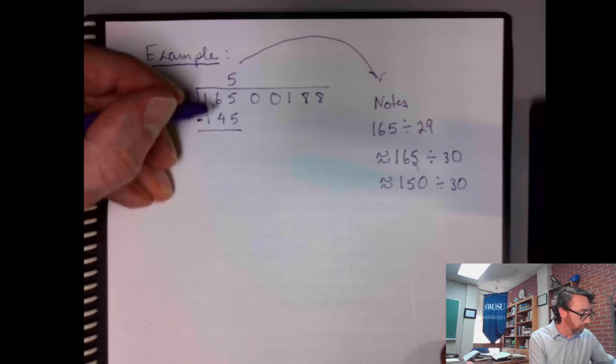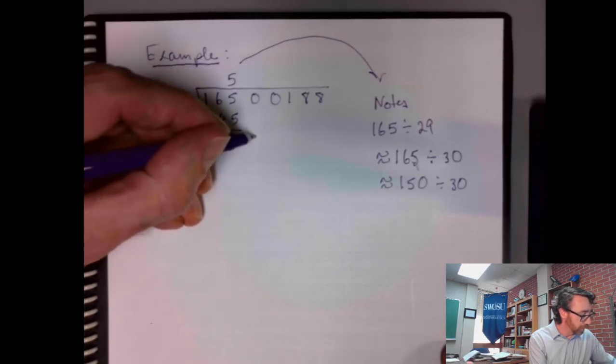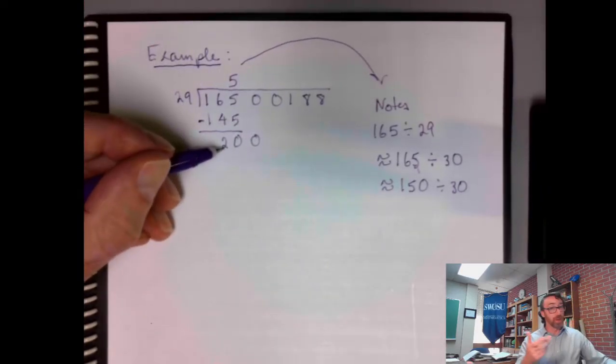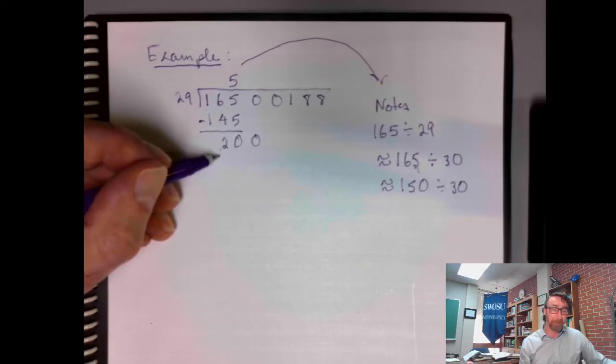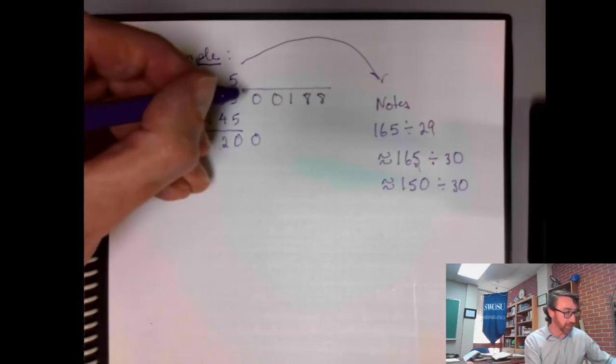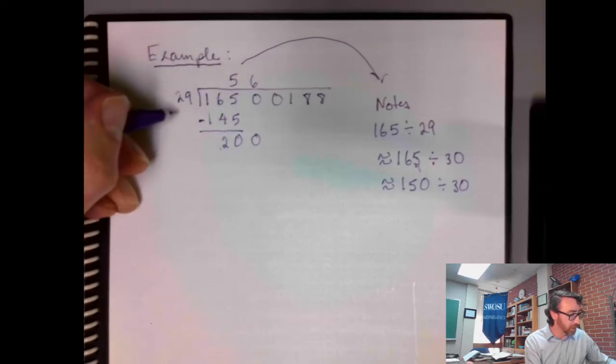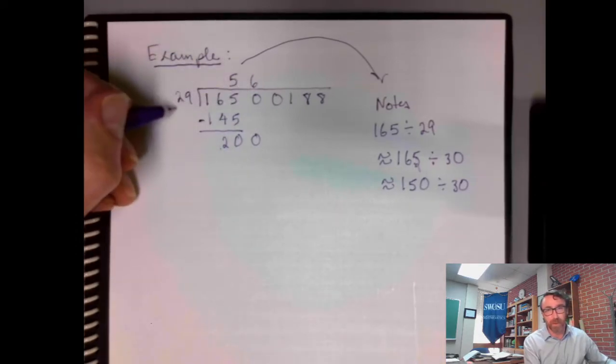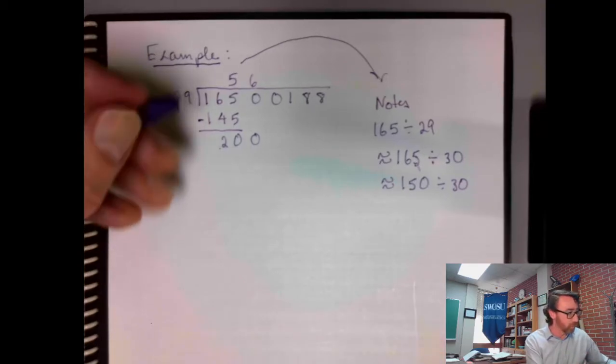Okay, so 2, 0, 0. So now I'm going to 200. All right, but I'll still think about 30, okay? How close can I get to 200 with multiples of 30? Well, I think 180 is probably it, and that would be 6. So 6 times 30 gives me 180. I don't really want 6 times 30, though. I want 6 times 29. Okay, so this would be 174.